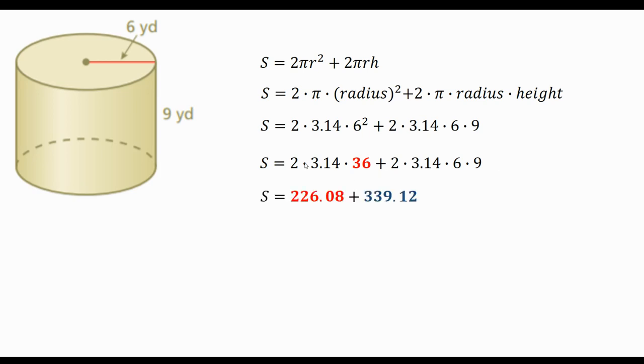So 2 times 3.14 times 36 gives us 226.08. That's the area of the two circles, the top and bottom of your cylinder. And then 2 times 3.14 times 6 times 9, that's 339.12. That's the surface area of that rectangle that wraps all the way around. And our last step, add those two numbers together: 565.2 is what we get, yards squared, for our surface area of the cylinder.